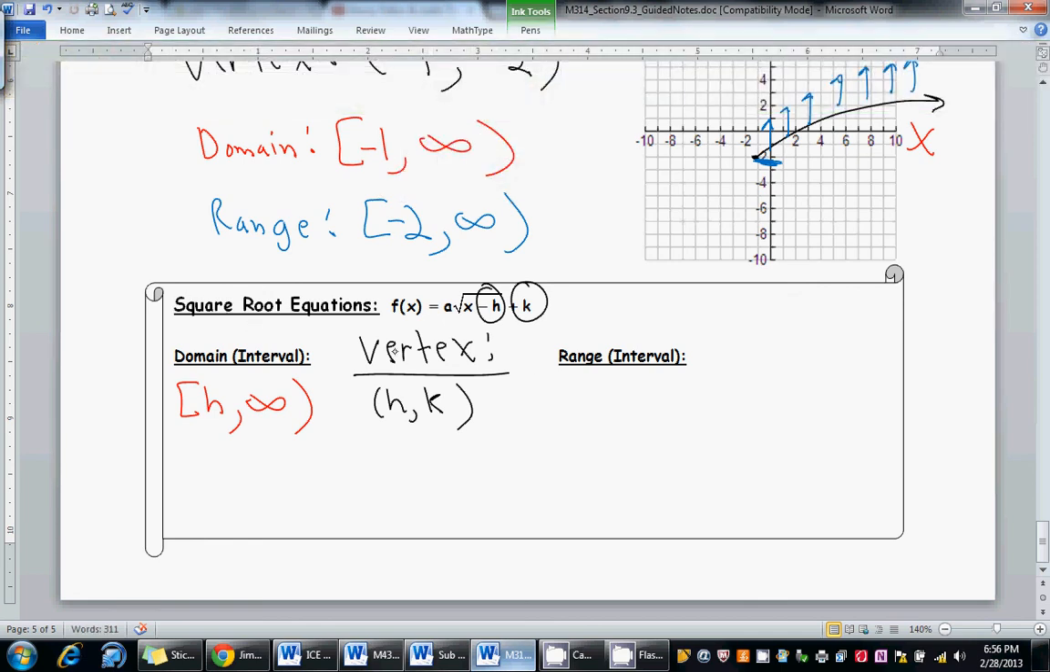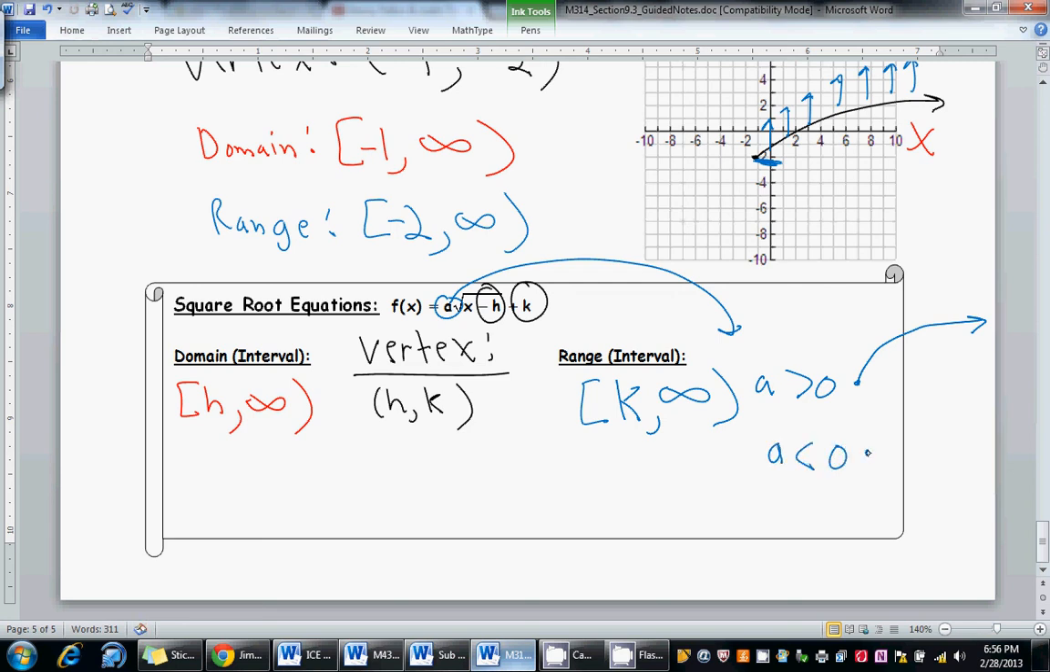Range, smallest y value. In this case it was negative 2. That was the y coordinate of the vertex. It's going to go k to infinity. And again, this pesky a plays a big role in that. If a is greater than 0, this graph is going to pop upwards. If a is less than 0, this guy's going down. And now all of a sudden, k has become your largest y value. So it's very dependent.